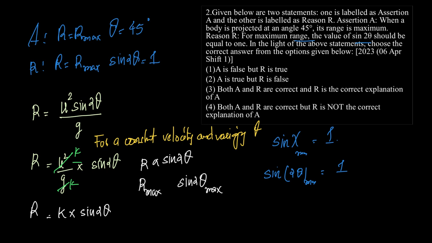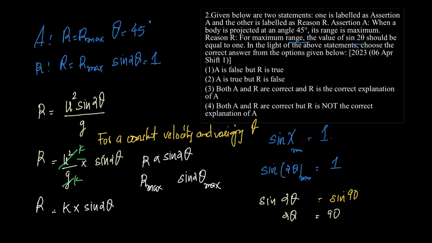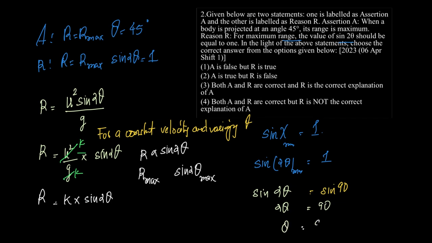And what is 1? 1 can be written as sine 90. So we have sine 2 theta is equal to sine 90, which means 2 theta is equal to 90, and therefore theta is equal to 90 by 2, which is 45 degrees, and therefore assertion is correct. And if theta is equal to 45 degrees, what is sine 2 theta? Sine 2 theta becomes sine of 2 into 45 degrees, which is equal to sine 90, which is again equal to 1. So reason is also correct, right?